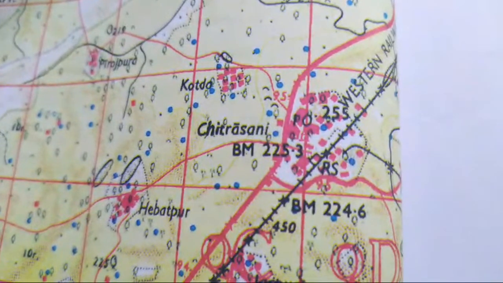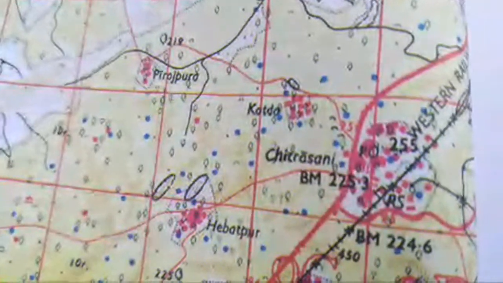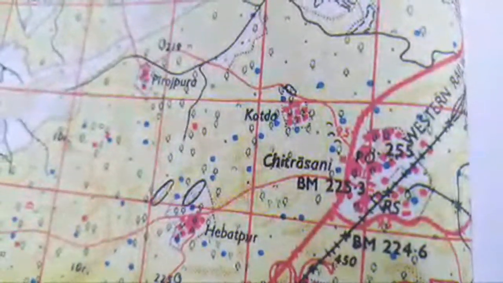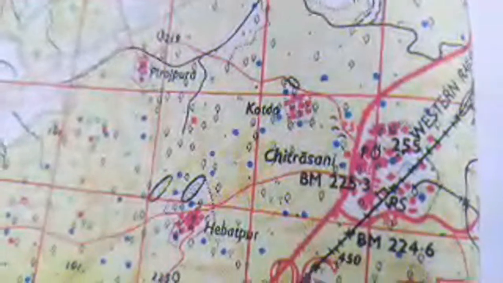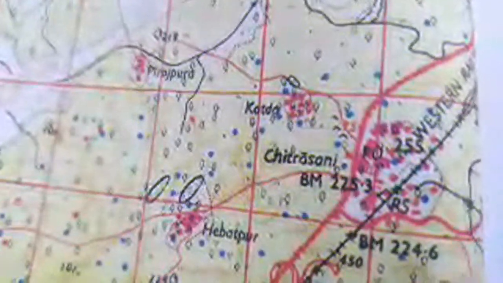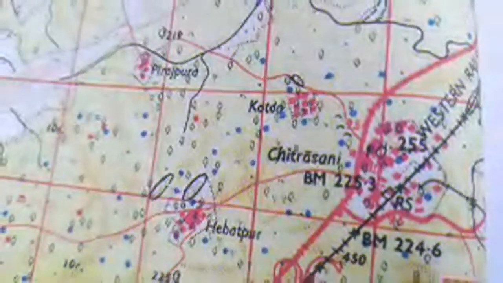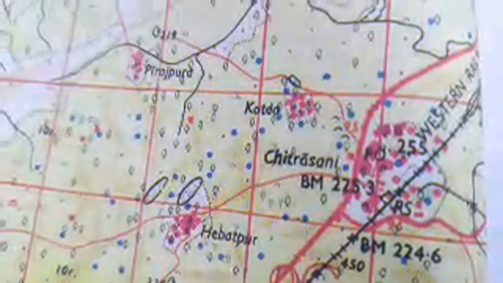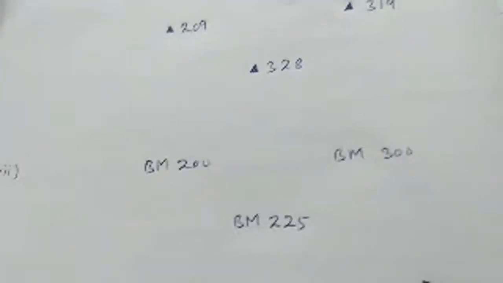These benchmarks are some places where the height is written. There are some marks there, maybe some monument, maybe some building, or maybe some board. So when the height is measured, it is mentioned there. One mark is set there, right? And that's why these heights are called benchmark. So these are the three types of height: spot height, triangulated height, and the third one is the benchmark.